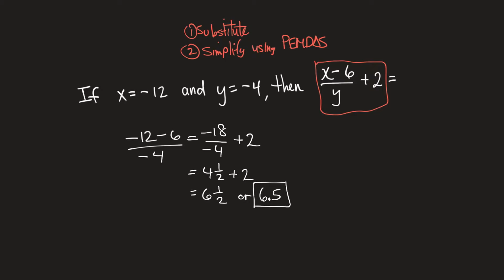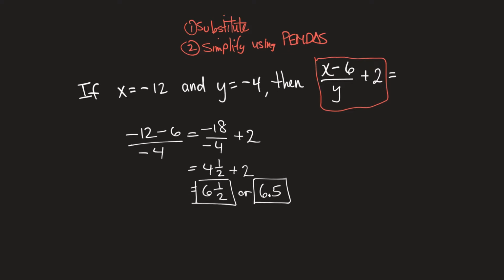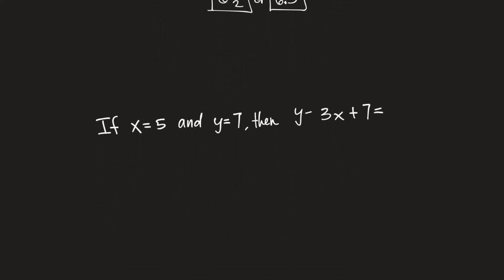And I have a follow-up question, or it could be either one. And then I have a follow-up here, such as this. So once again, I'm going to substitute and then simplify. First, I'm going to take the 5 and place that in for x. And I'm going to take the 7, I'm going to place it in for y. So I'm going to do that all in one step here. So it's going to be 7 minus 3 times x, which is 5. So 7 minus 3 times 5 plus 7.